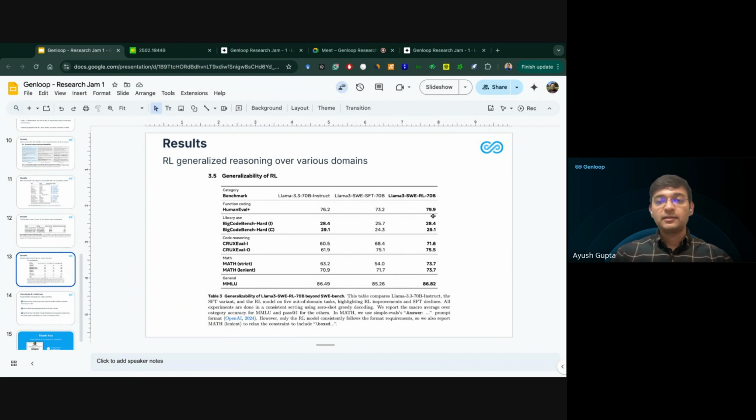But the RL one, it's doing better than the instruct model, much better in terms of function coding, similar in library use, much better in code reasoning, even better than the SFT. Math, much better. So much better in math reasoning compared to the instruct model, and general also better than the instruct model.